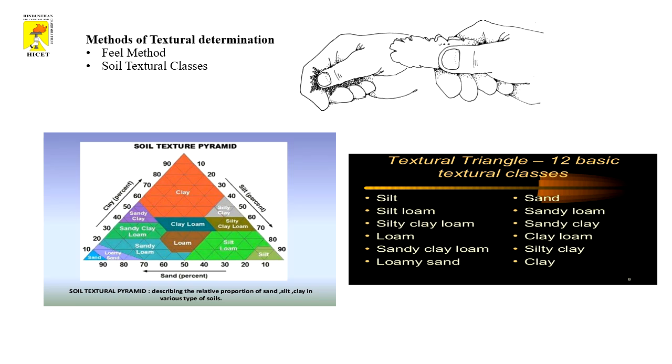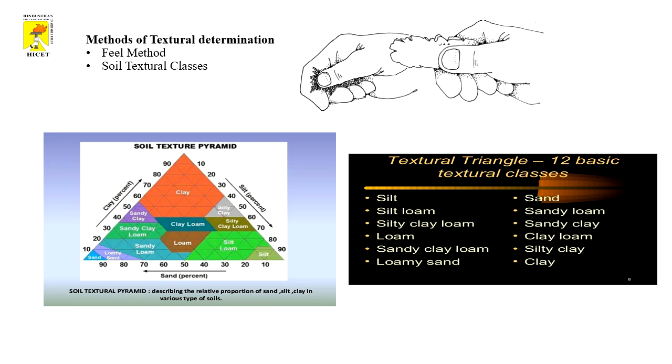The second one is soil textural classes, based on the textural triangle proposed by the United States Department of Agriculture. By this textural triangle and sieve analysis, we determine whether the soil is silt, silt loam, silty clay loam, loam, sandy clay loam, loamy sand, sandy loam, sandy clay, clay loam, silty clay, or clay. There are 12 basic textural classes according to the United States Department of Agriculture.